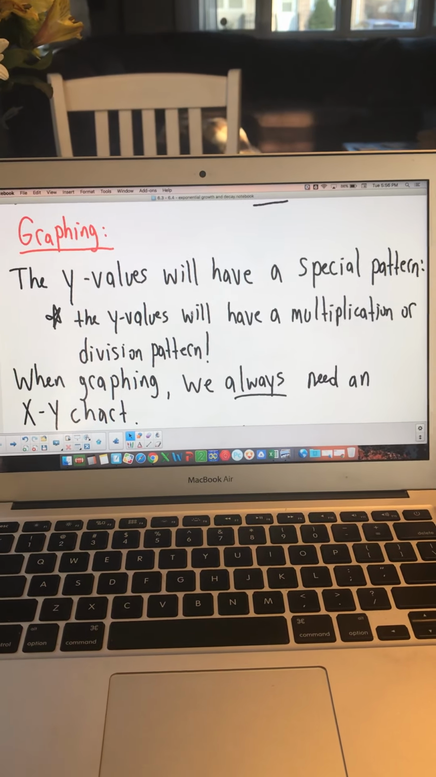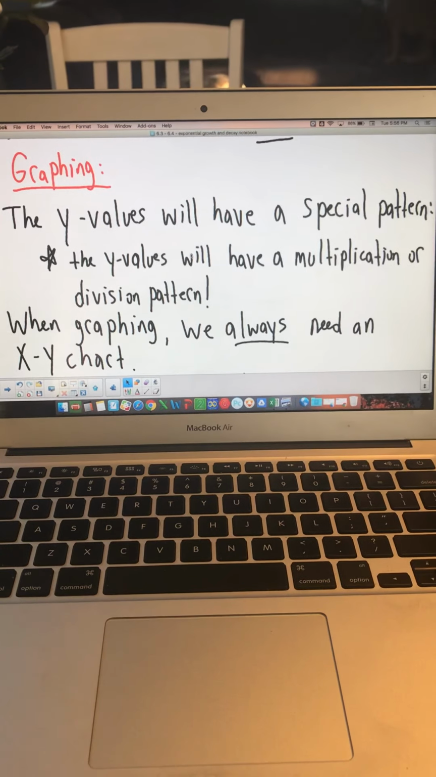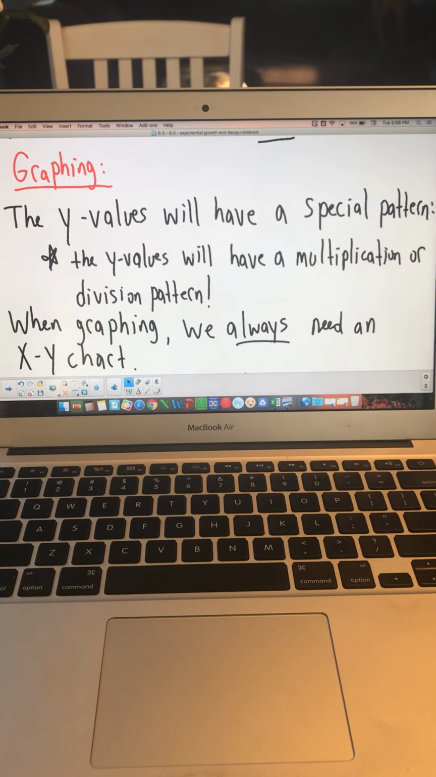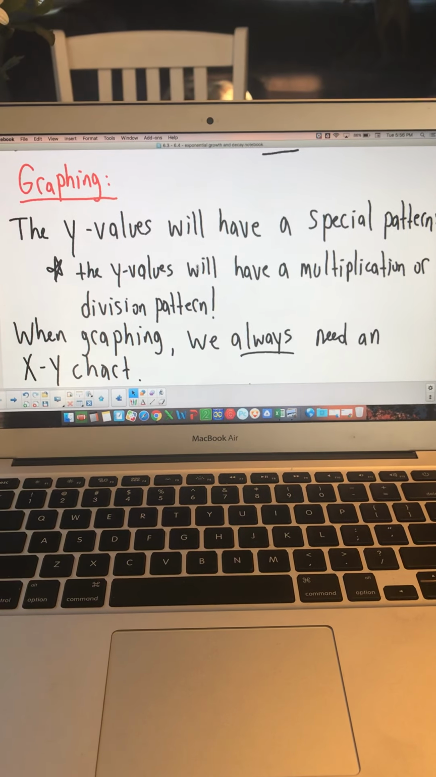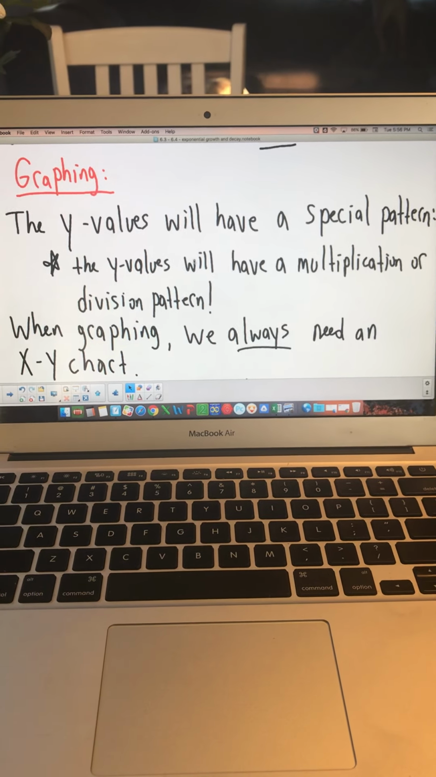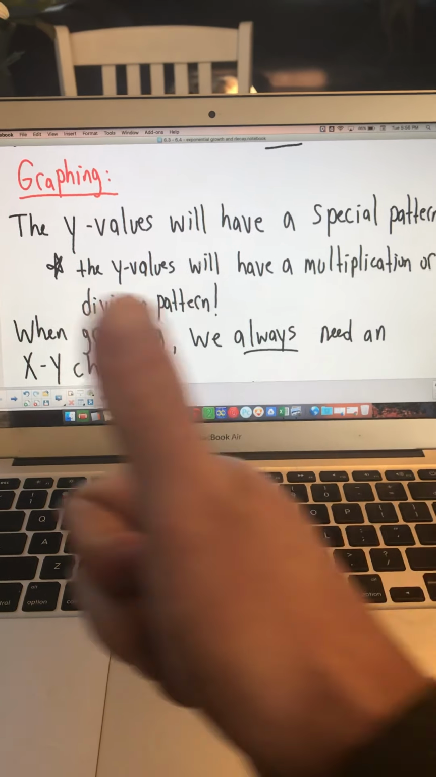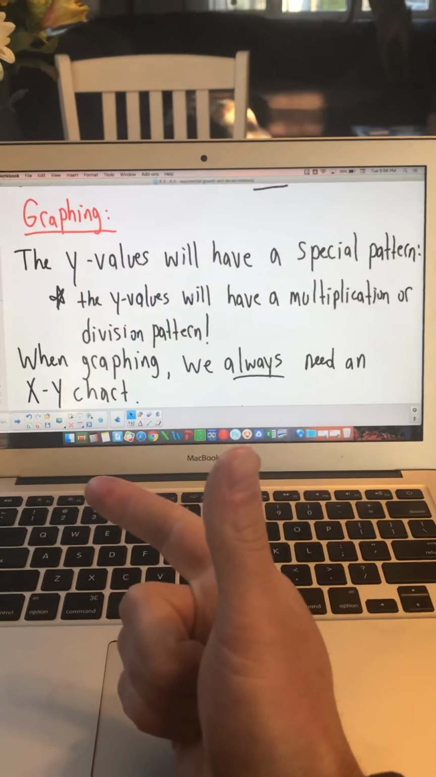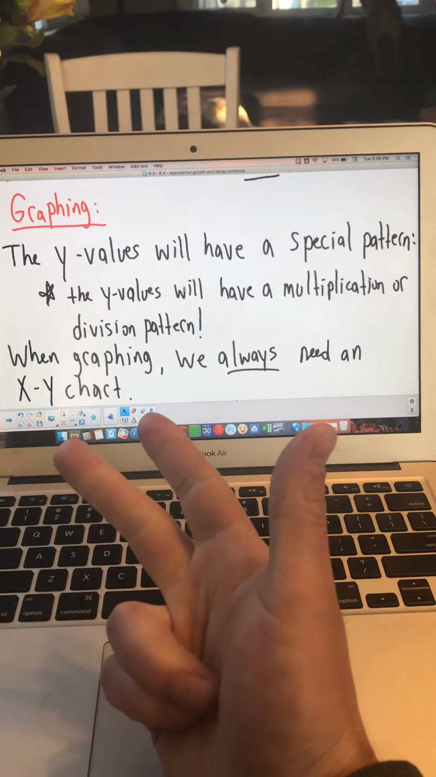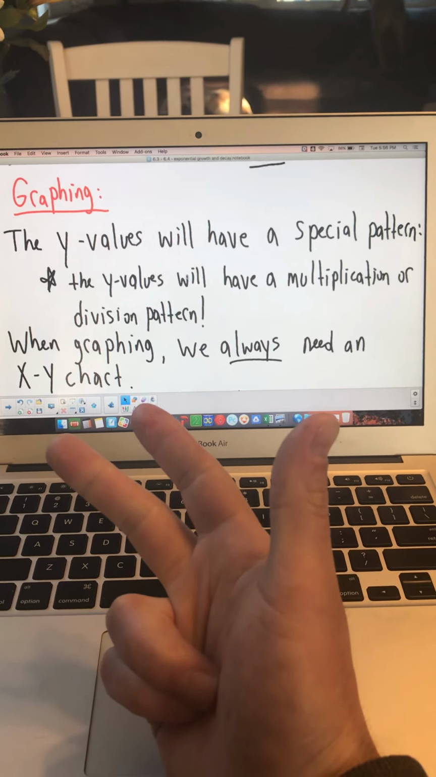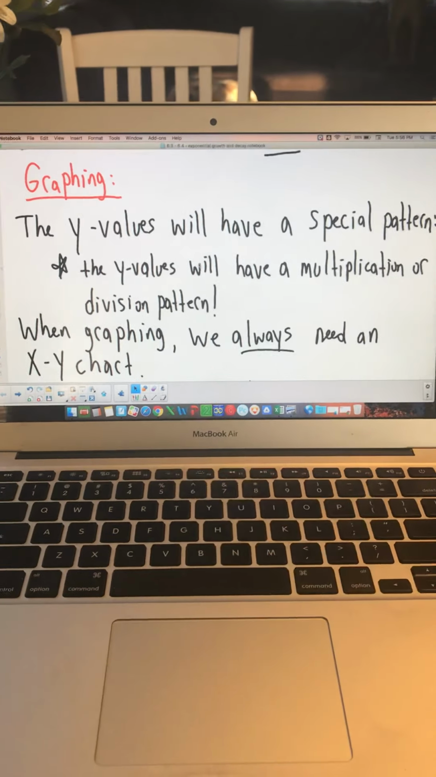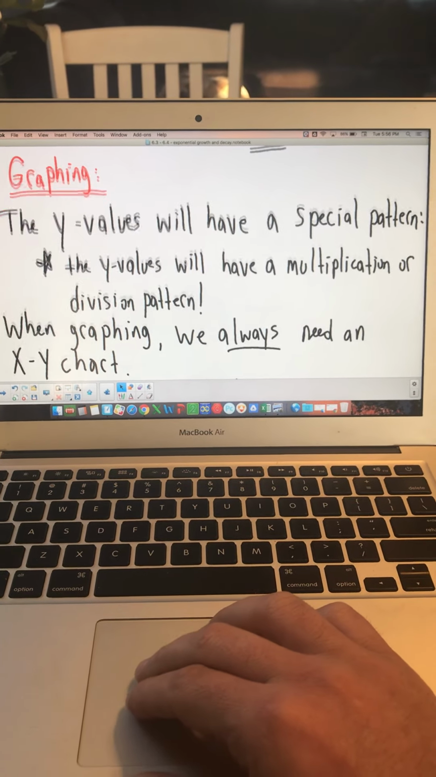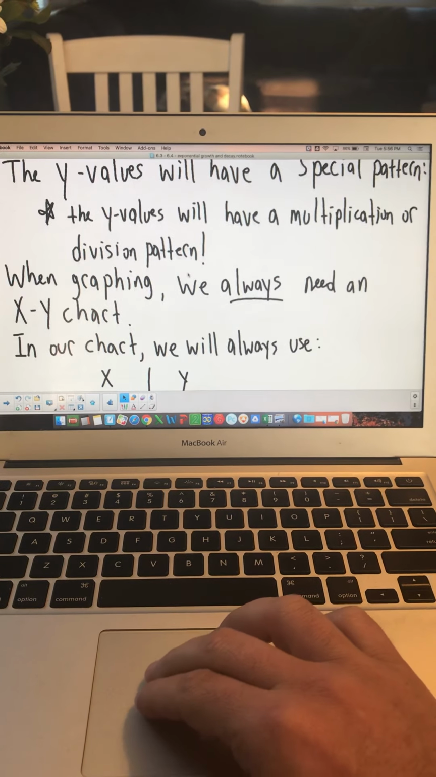the y values will now have a different pattern, okay? For linear functions, we're adding and subtracting. For absolute value functions, they mirrored after the vertex. For exponential functions, the y values will have a multiplication or division pattern. And when we graph them, we're always going to need an x and y chart.